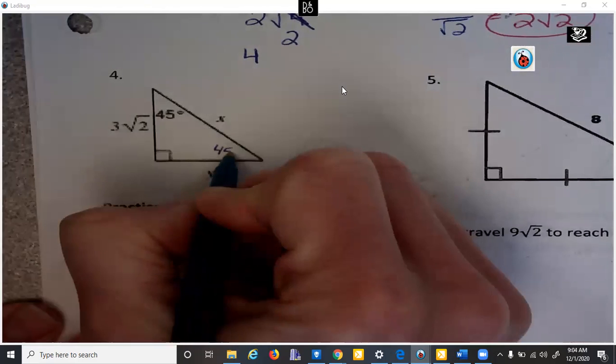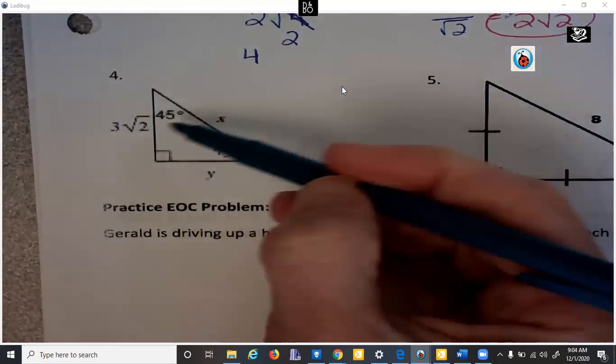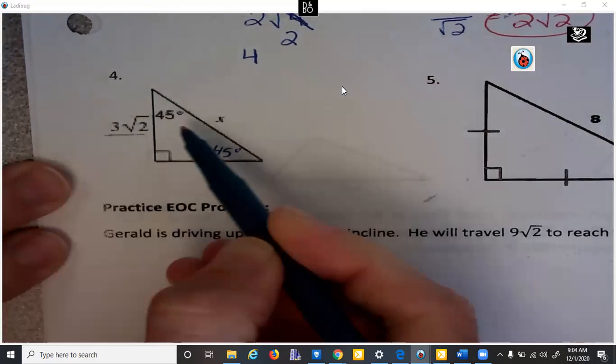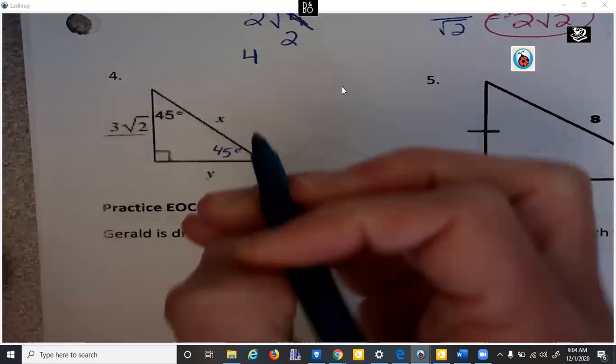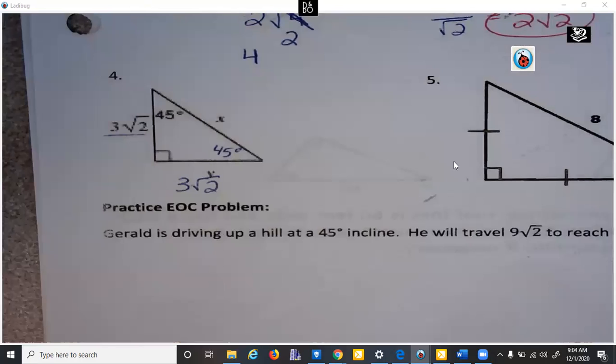All right, somebody else, somebody new who has not answered. Which one of these is going to be the same as 3 root 2? The X or the Y? Which one's going to be the same answer? Y. The Y, good. The 2 legs are the same. So you can at least get that right, okay? The 2 legs are the same.